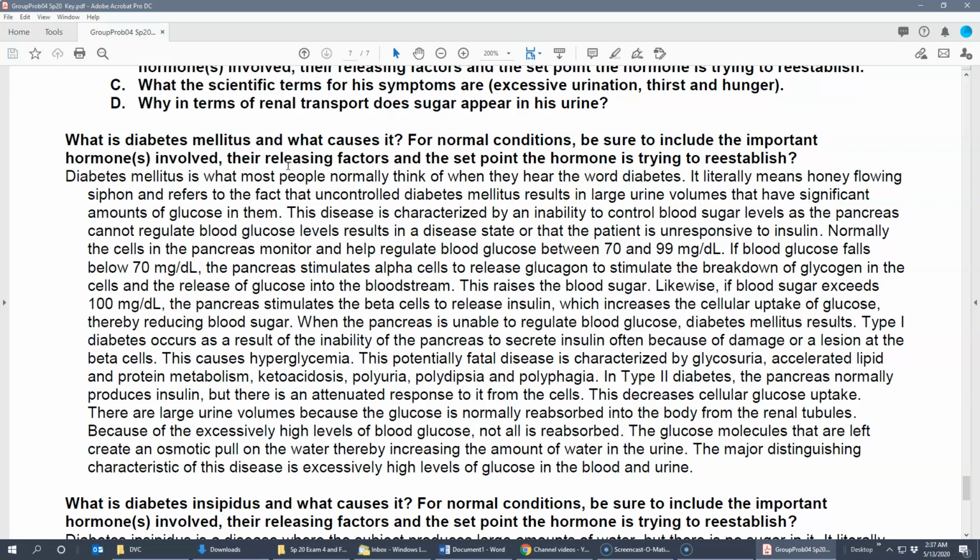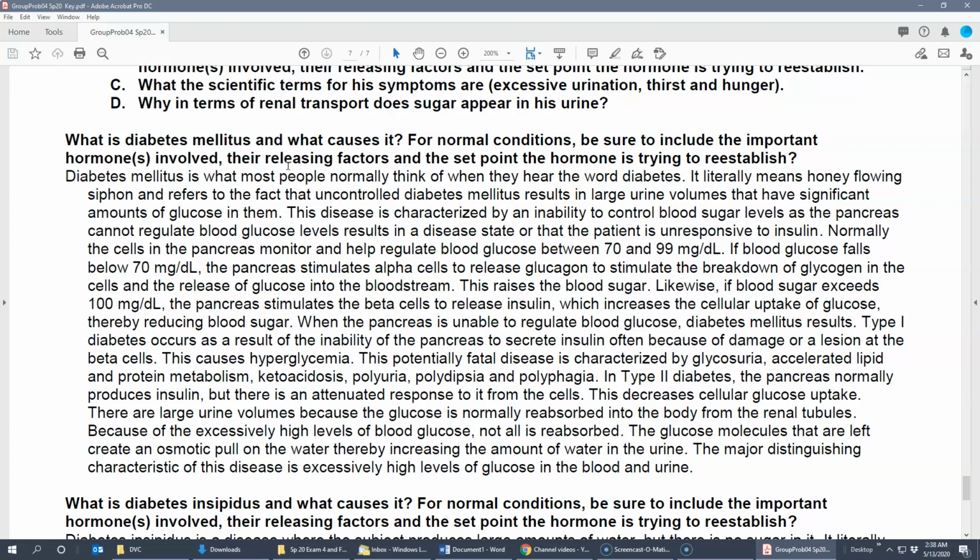In terms of that, normally the blood glucose is 70 to 99 milligrams per deciliter. If it falls below 70, we call that hypoglycemia. If it goes above 100, we call that hyperglycemia. And if it gets above 126, that's when the person actually has diabetes mellitus. Type 1 is when you do not make insulin, so there's a damage to or a lesion to the beta cells of the pancreas. Those are the cells that make insulin.